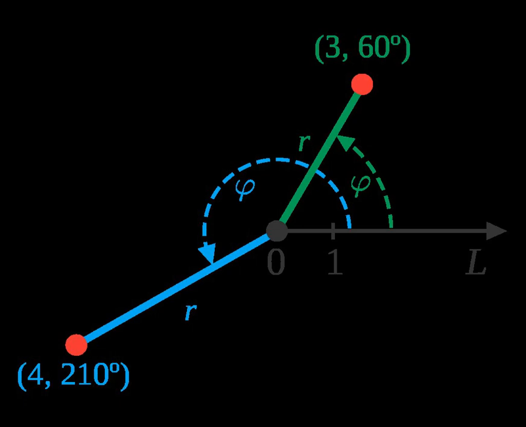r equals the square root of x squared plus y squared. Theta equals 2 arctan of y over x plus the square root of x squared plus y squared.